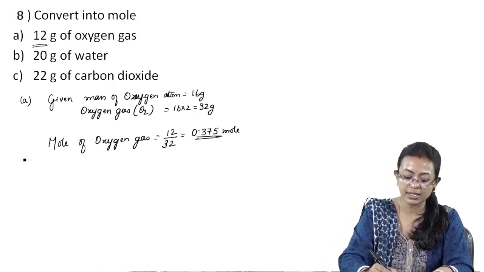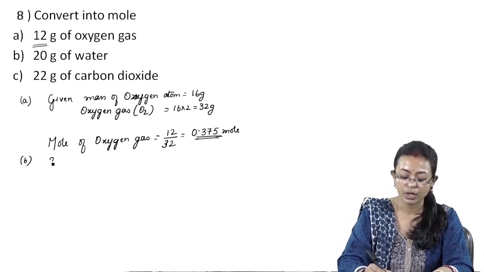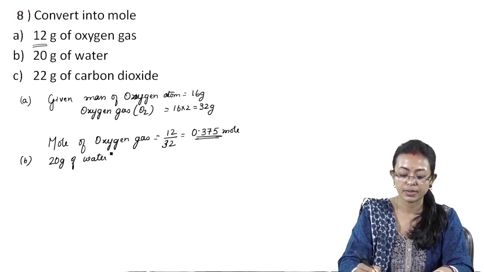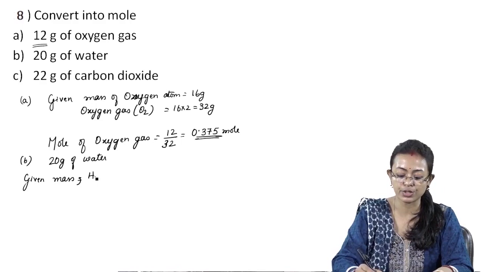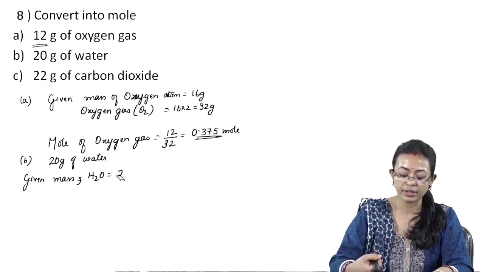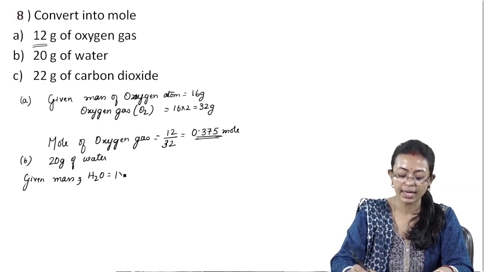Alright. Next, number B, 20 gram of water. So, what is the given mass? The molar mass of H2O is going to be 1 into 2 plus 16, which is equal to 18 gram.